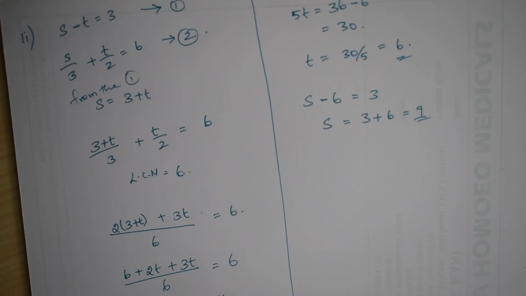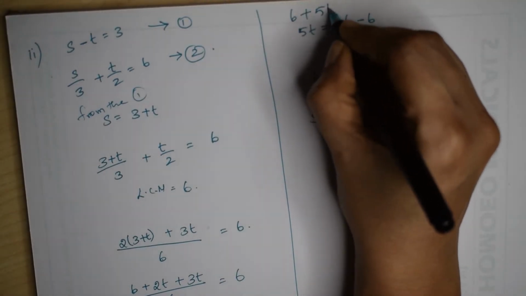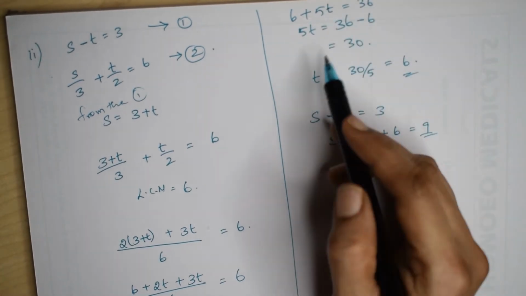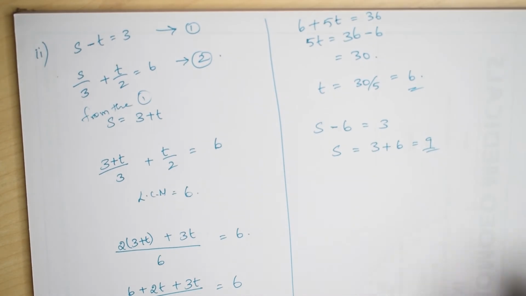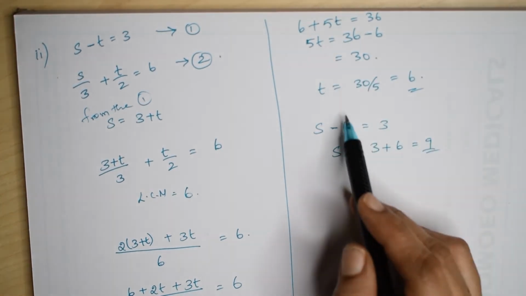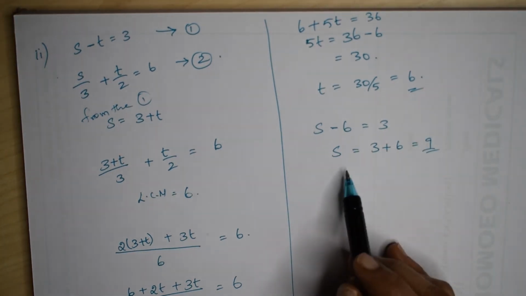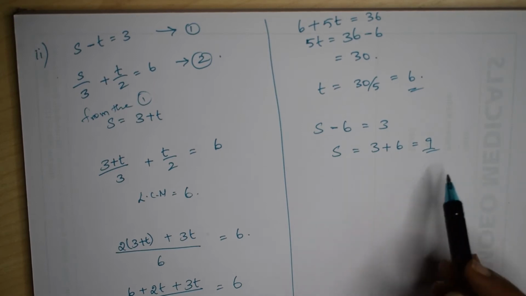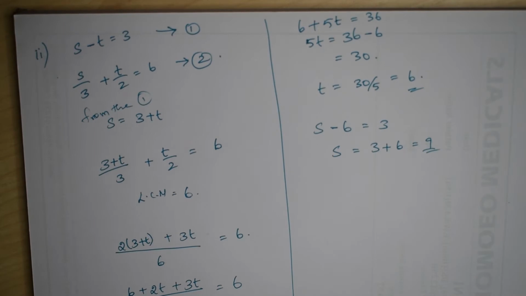Now I simplify the equation. I have 6 plus 5t is equal to 36. I keep only the 5t on the left hand side and move the 6 to the right hand side. I get 5t is equal to 30 and t is equal to 6. So I have s minus 6 is equal to 3, s is equal to 9. I found the value of t and also the value of s. With that, the second sum also is over.